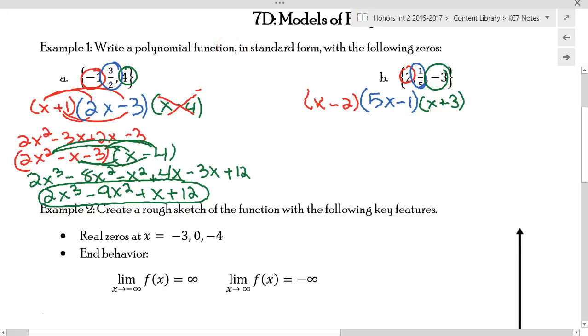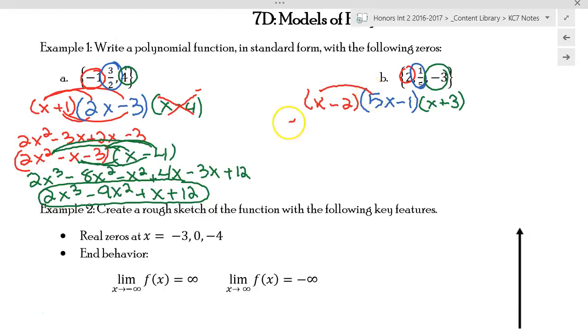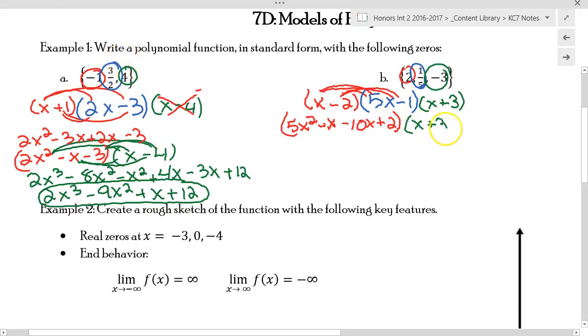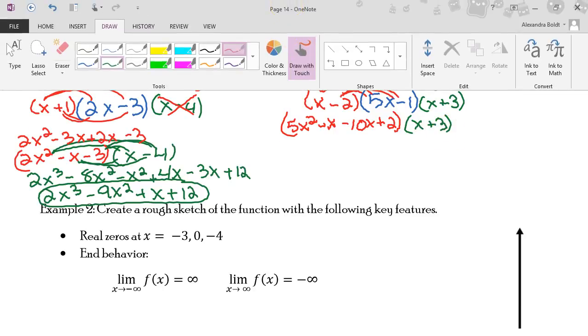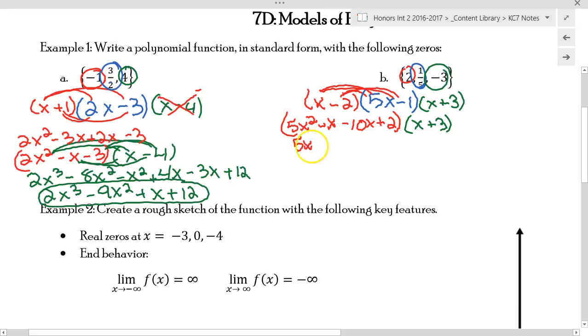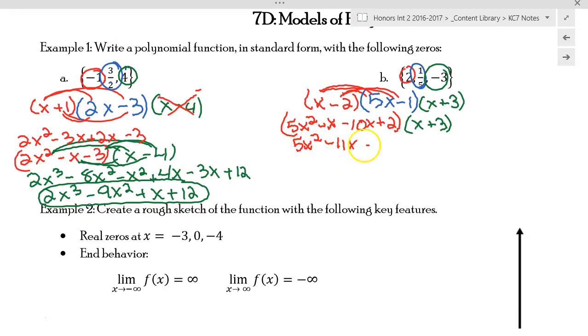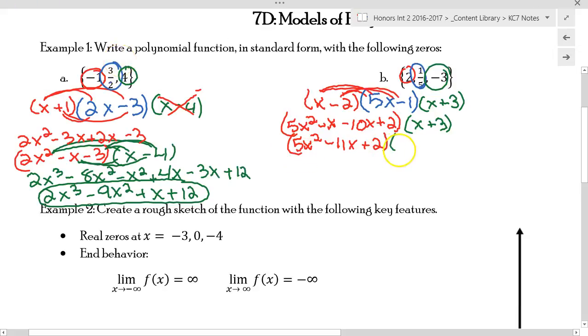I'm going to start by just distributing. X times 5x is 5x squared. X times -1 is minus x. -2 times 5x is minus 10x. And -2 times -1 is plus 2. And then before I multiply, I want to simplify this. So I get 5x squared minus 11x plus 2, all times x plus 3.